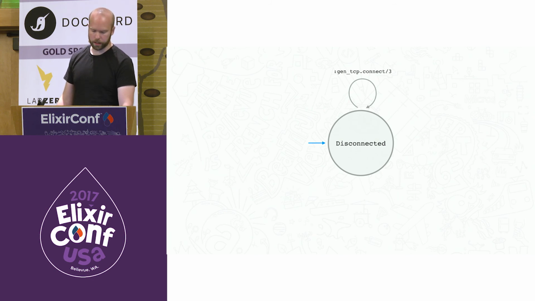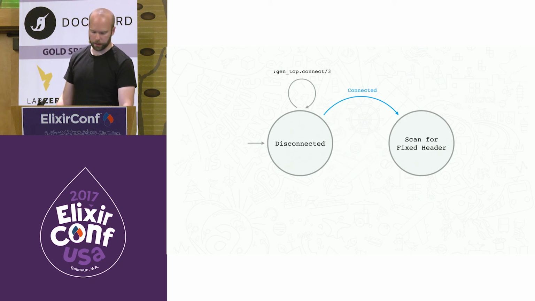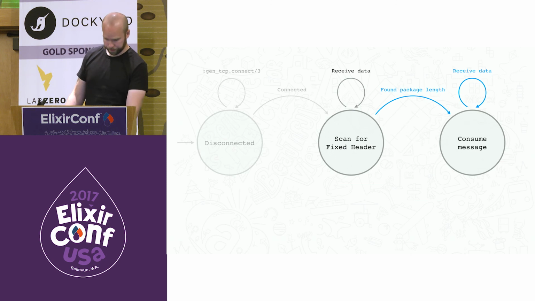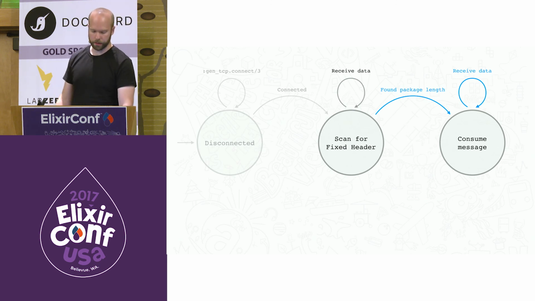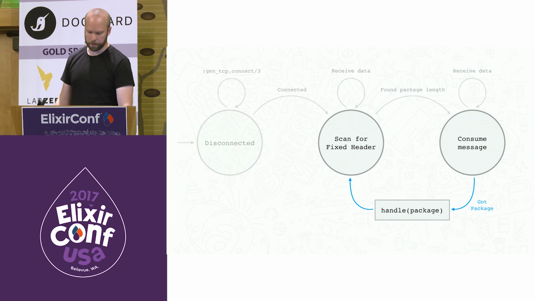So, we start in the disconnected state where we initialize and try to connect to the broker. And when we get connected, we will transition from disconnected to scan for fixed header. We receive data until we match on something that matches the function that we just created. And when we get a fixed header, we will start receiving data for whatever amount of data was specified in the variable length information. And when we get a package, we will dispatch it to a function that will handle that package. And then we will return to scanning for fixed header.